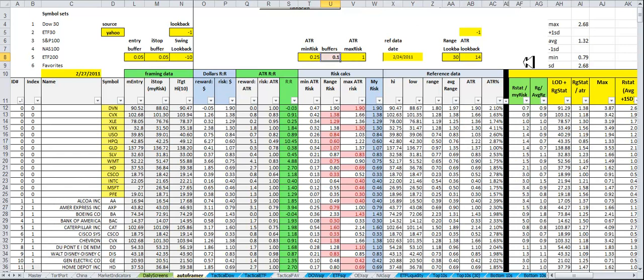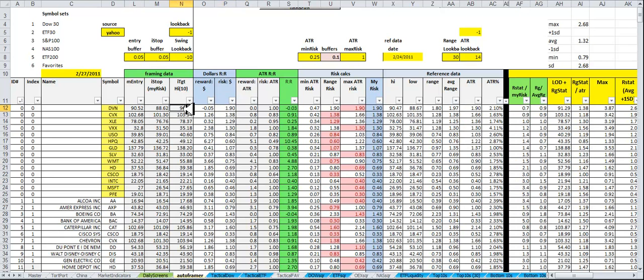So the high in Devon was 90.47. Add a nickel, you get a mechanical entry of 90.52. The low in Devon was 88.67. You subtract a nickel and you get 88.62. So that represents, oh Jesus, what a horrible example I just picked. It gives you an actual risk of $1.90, right? The entry minus the initial stop is $1.90.